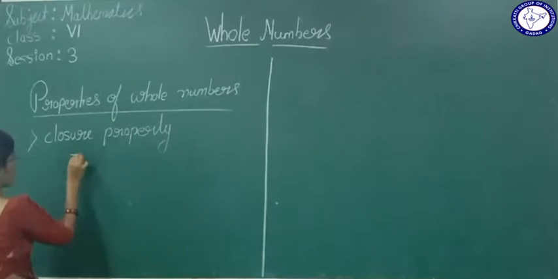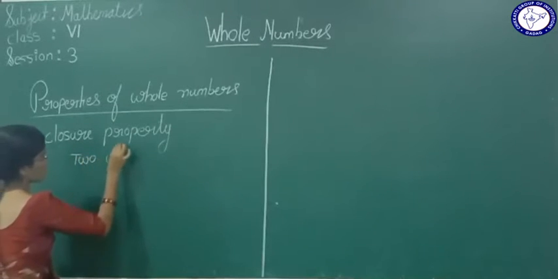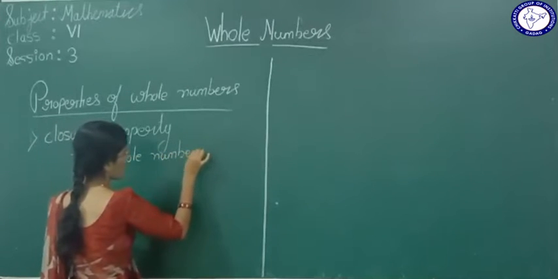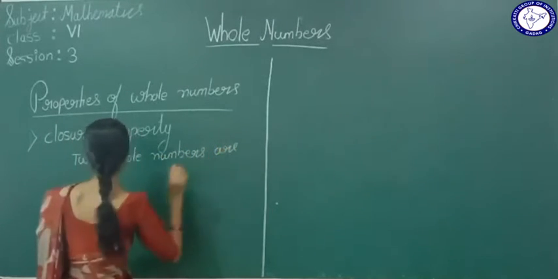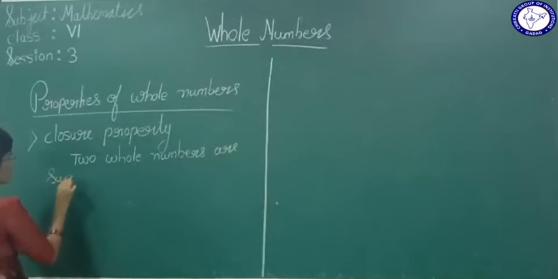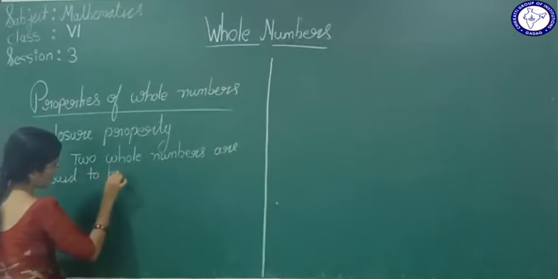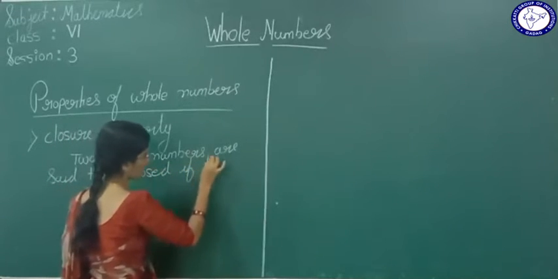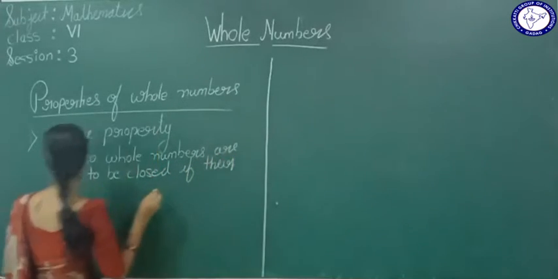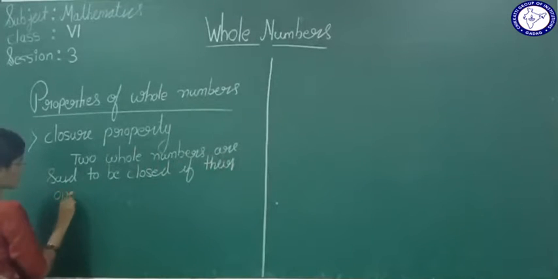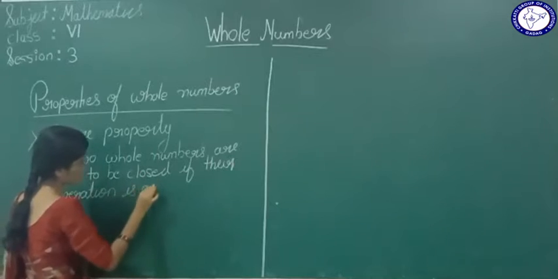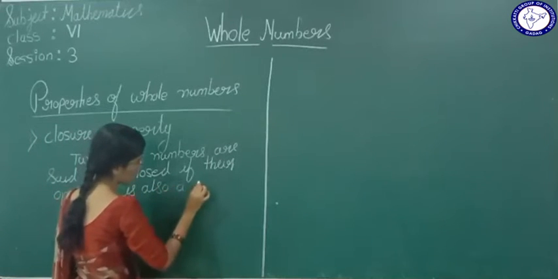Okay, we'll see what the definition for this is. Two whole numbers are said to be closed if their operation is also a whole number.